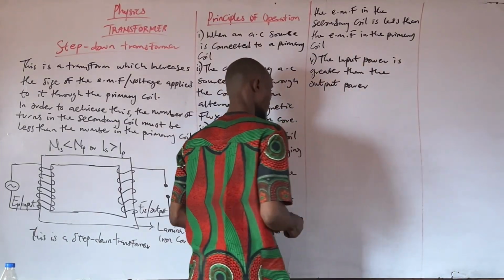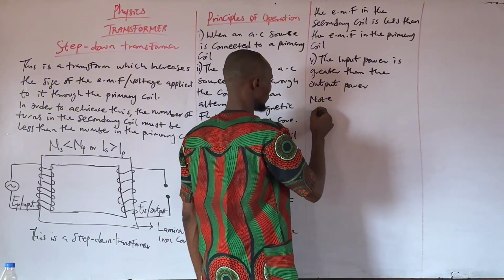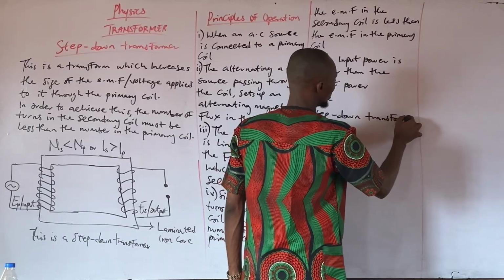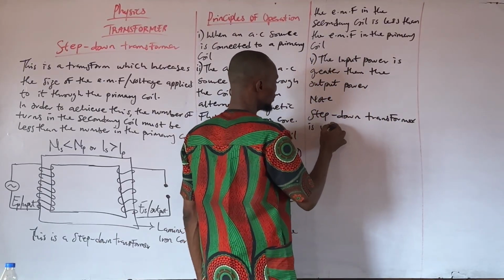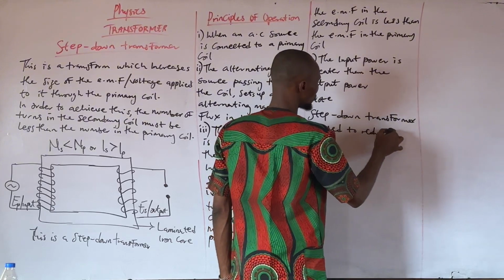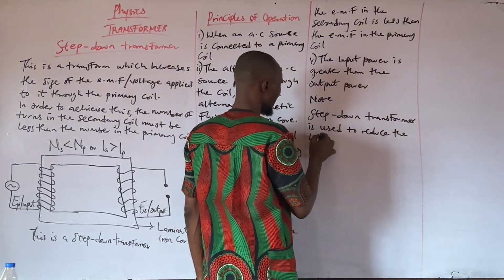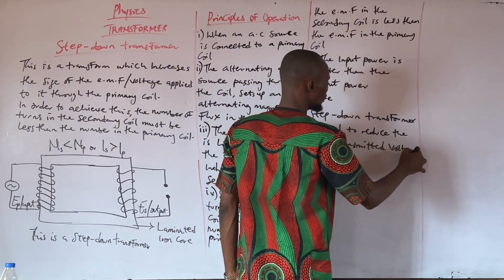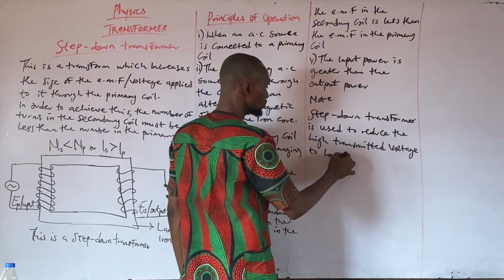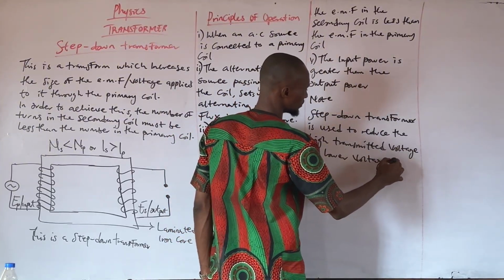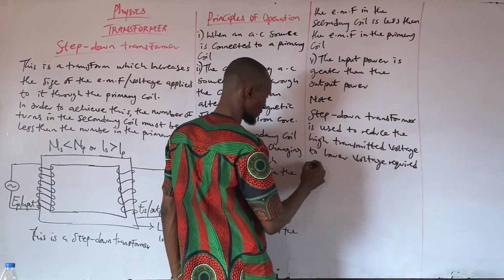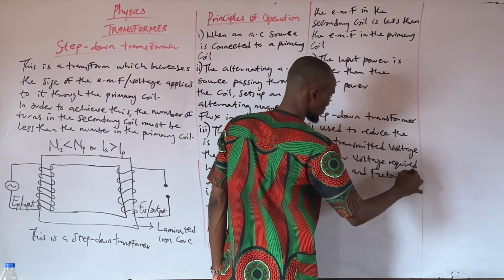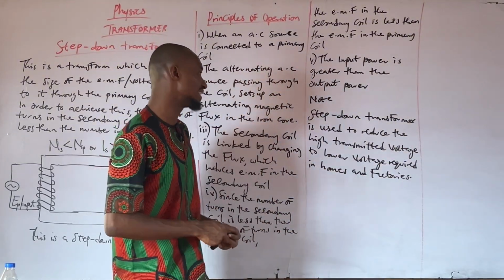Now, let me write. Note, step down transformer is used to reduce the high transmitted voltage to lower voltage required in homes and factories. Are you there?